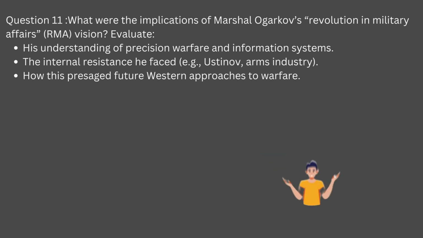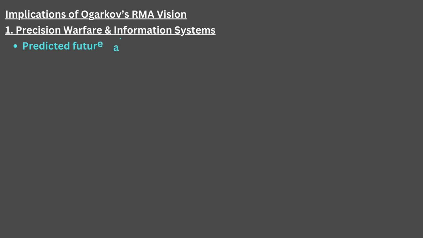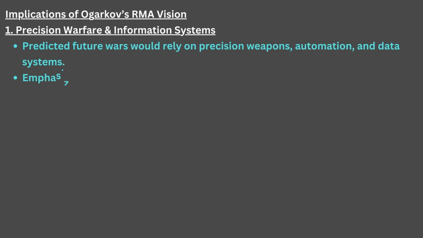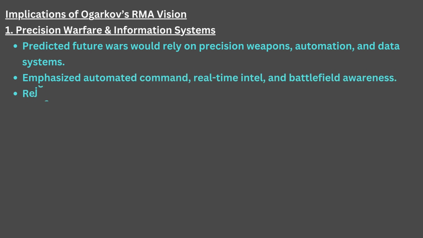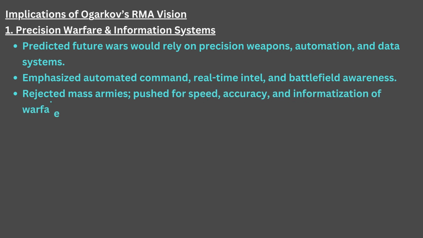Alright dosto, we've reached question 11, the final question of this chapter. Here, we'll discuss Ogarkov's vision for the revolution in military affairs, RMA, the internal resistance he faced, and how his ideas influenced the future. Let's break this down part by part. Stay tuned, this one's really interesting. Part 1. Precision Warfare and Information Systems.